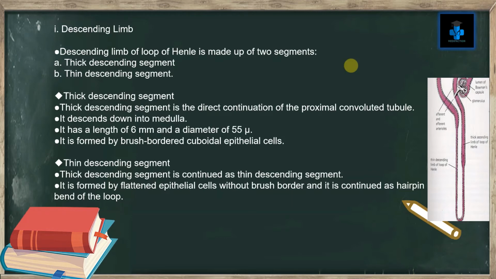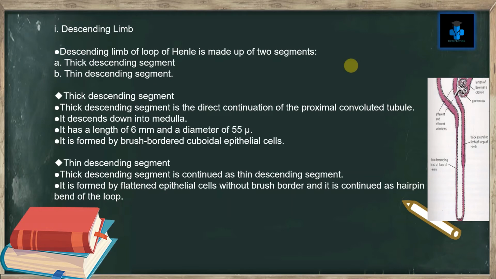Thick descending segment is the direct continuation of proximal convoluted tubule. It descends down into the medulla. It has a length of 6 mm and a diameter of 55 microns. It is formed by brush-bordered cuboidal epithelial cells.